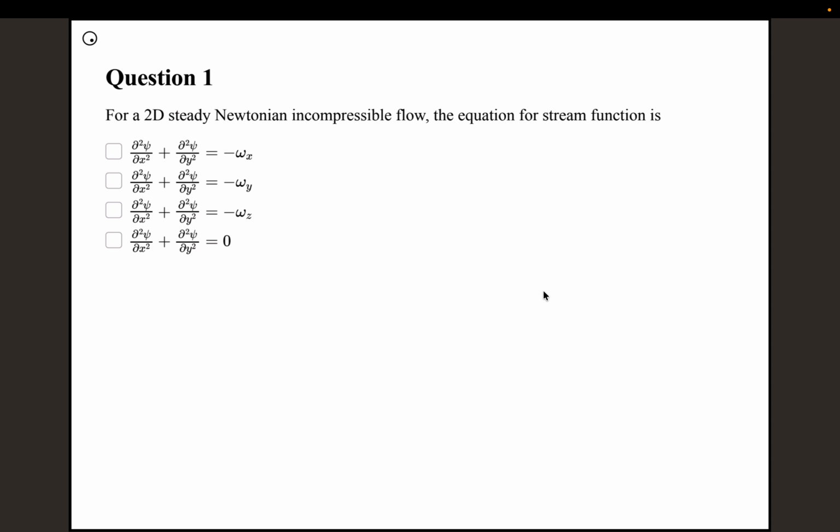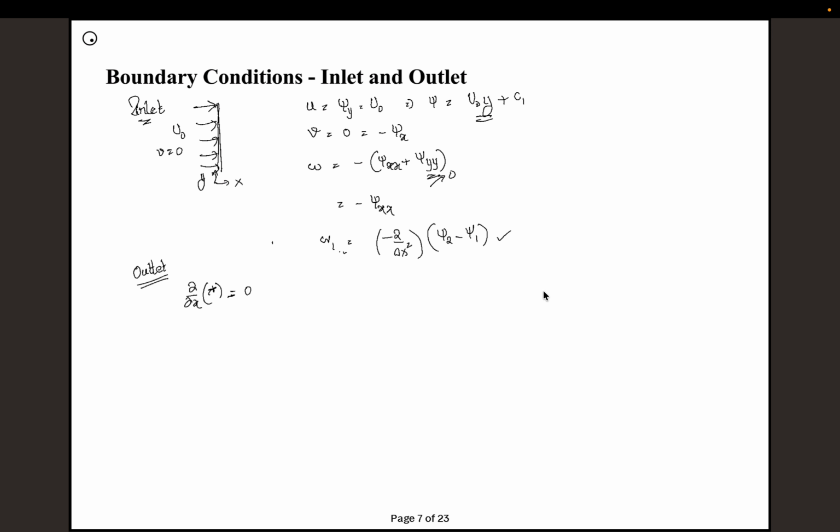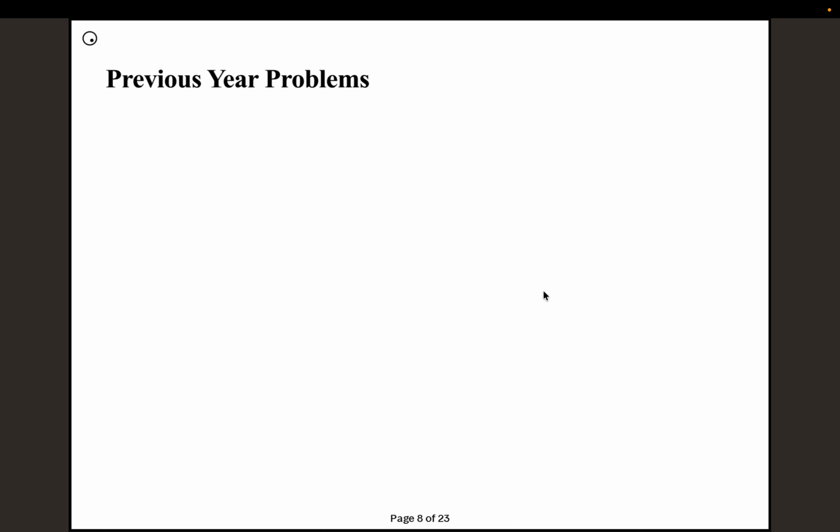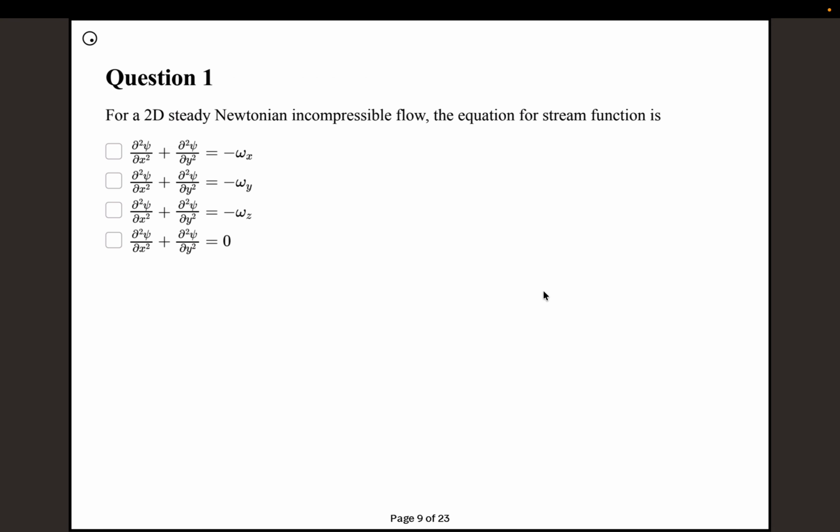But before that, are there any questions in this derivation or anything we have to discuss? I kind of skipped the derivation, hoping that you have already gone through the lecture videos. I hope there are no questions in the derivation part, so we can go to some previous year problems.